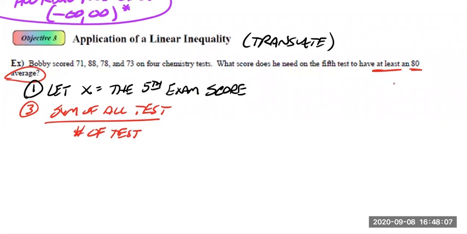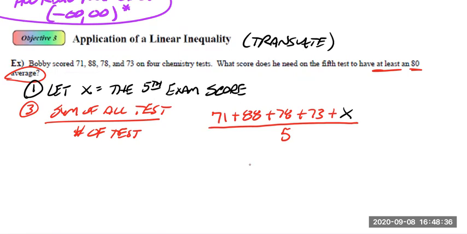Okay, so if we want an average score of at least 80, I would want to add up all the scores that I have. That'd be 71 plus 88 plus 78 plus 73. And then X is the last exam score. I do need to add that one. And then I'm going to divide all of it by 5. And that would be the average test score. And it has to be at least an 80. So if I were to compare that, it's not equal to 80. It says at least 80. So the at least 80 would mean that it's greater than or equal to 80.